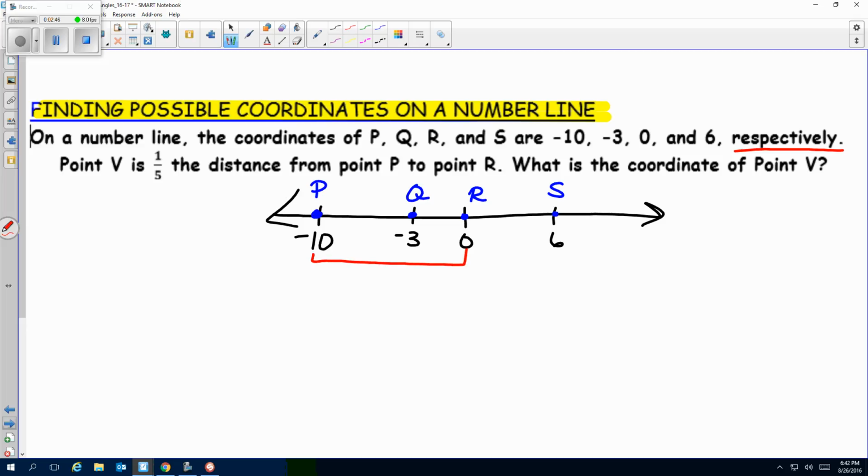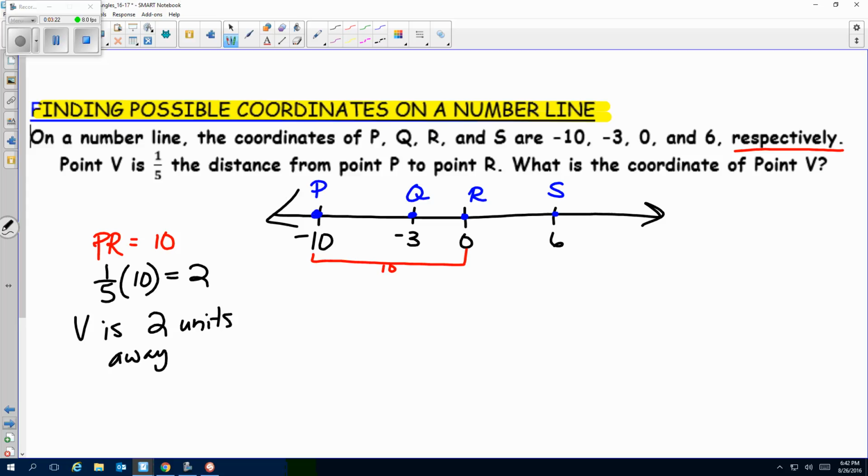You can see that that distance is 10. 0 to negative 10 is 10. So I'm looking for a distance that is 1/5 of that. So if I know that PR from P to R is 10, and if I look at 1/5 of 10, 1/5 of 10 would give me a distance of 2, okay? So that basically tells me that B is 2 units away from P.